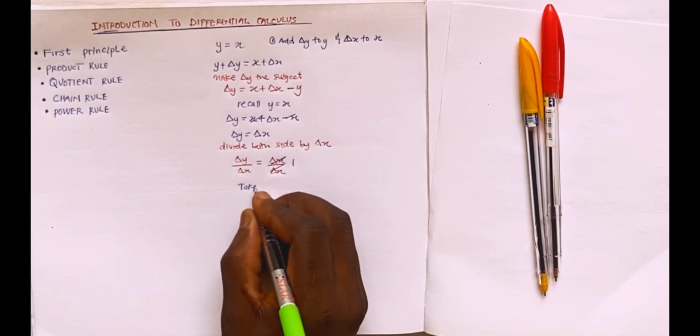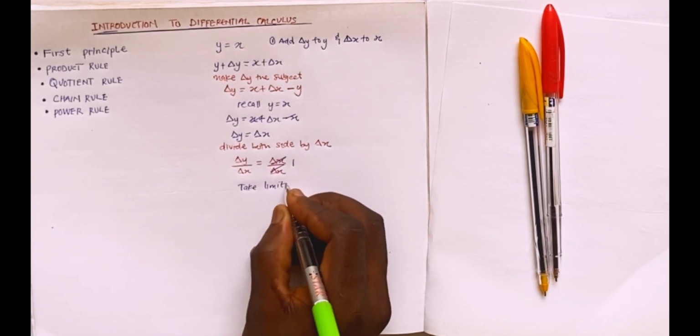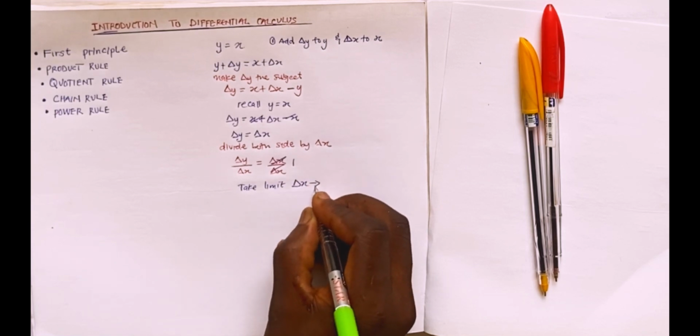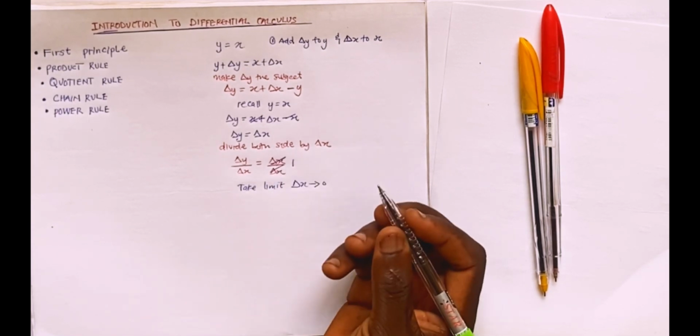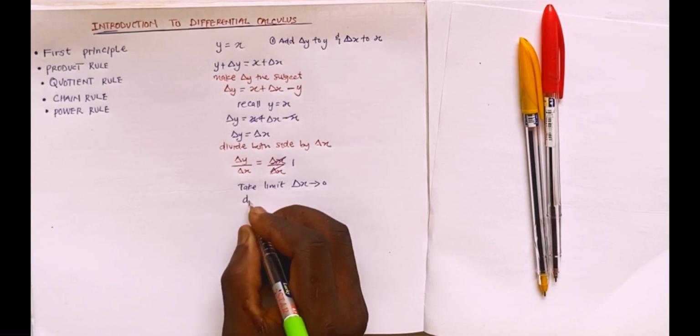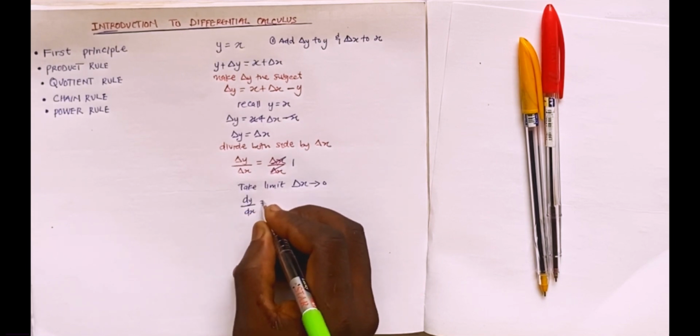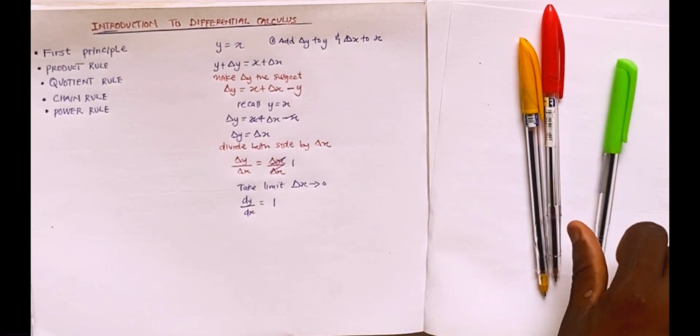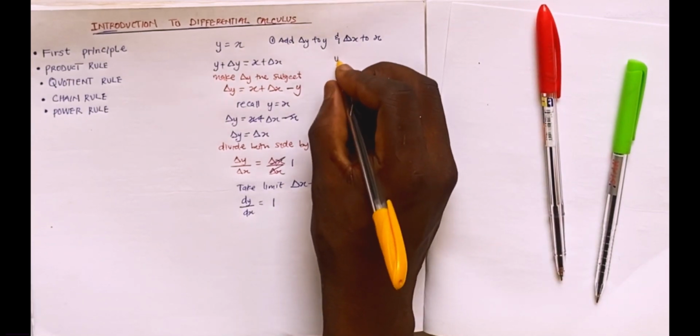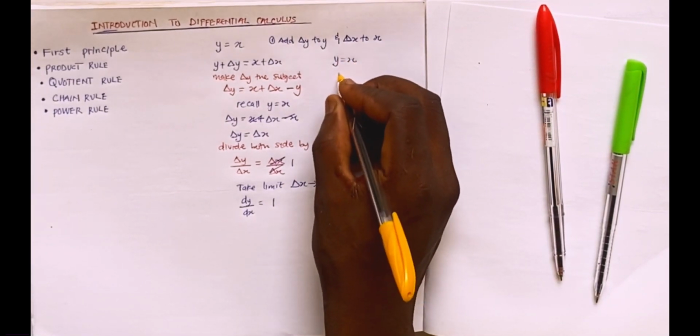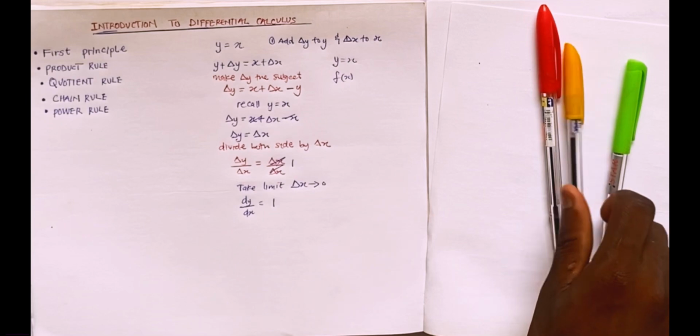So you are going to take limit. Check it down. Delta x tends to 0. So here we don't have any delta x again, so it is going to turn to dy by dx equals 1. And the general method is that whenever you are given y equals x and you have to find f of x, what is f of x when y equals x?